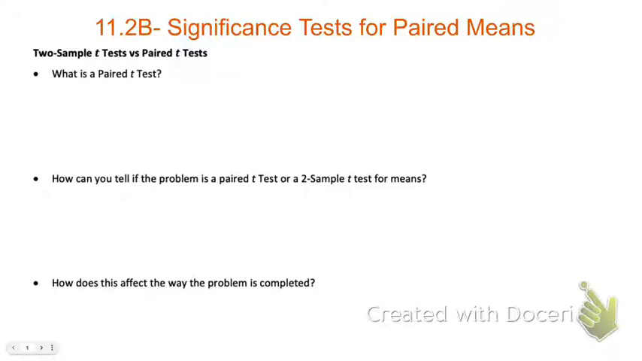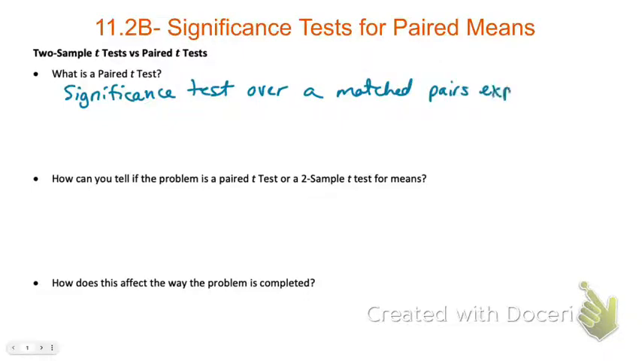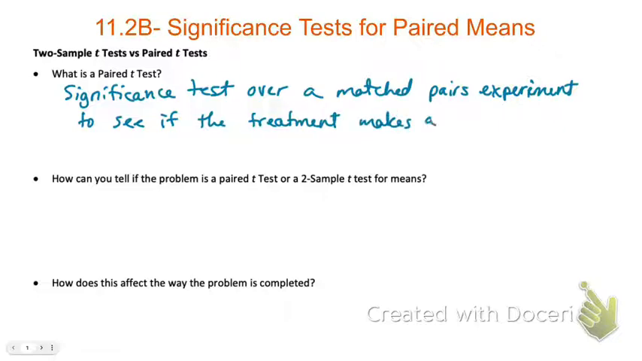So a paired t-test is a significance test over a matched pairs experiment to see if the treatment makes a significant difference.